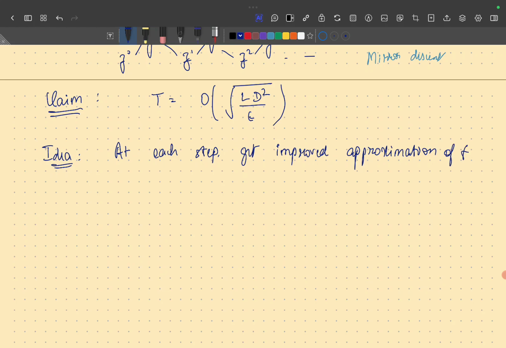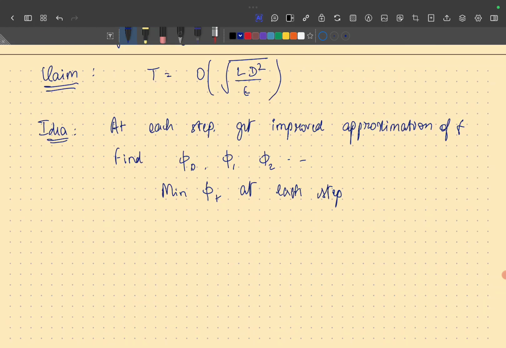So in particular, suppose that we are able to find a sequence of functions, let's say phi 0, phi 1, phi 2, and so on. At every step, at the tth step, I try to minimize the function phi t. So you minimize phi t at each step. And this phi t is chosen to satisfy certain properties.